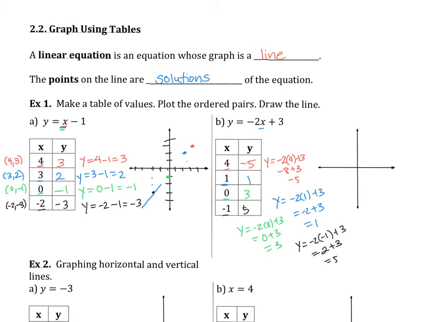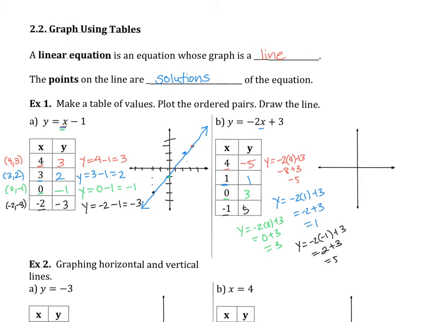Your line should go through all 4 points. It should be long and it should have arrows at the end. If you need a ruler, ID cards make great rulers. And if they look like they line up, then I probably did it correctly. If they look way off, then I've made a mistake.